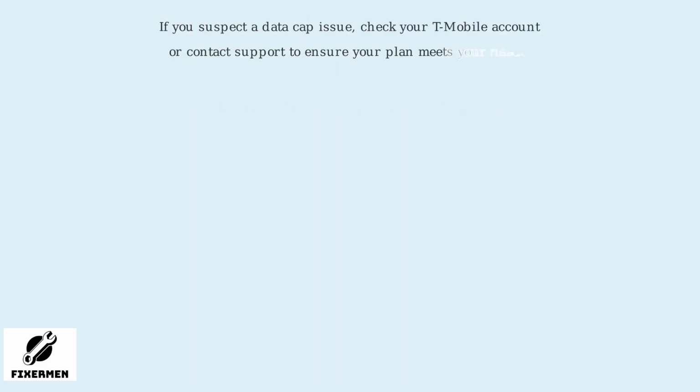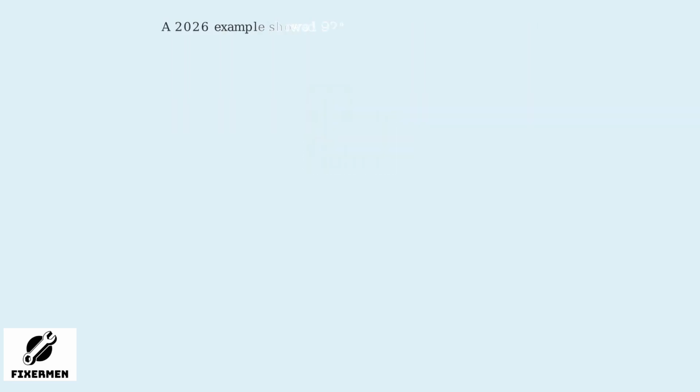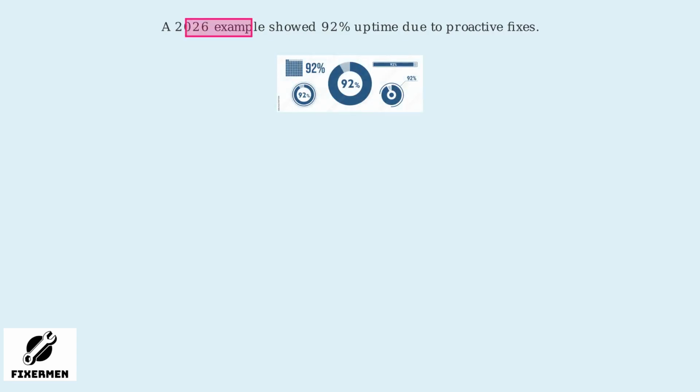If you notice potential data cap problems, you can easily verify by checking your account details in the T-Mobile app or on the website. Alternatively, contact T-Mobile customer support directly, where representatives can review your usage and recommend plan adjustments to better match your data requirements. The effectiveness of these proactive measures is evident in real-world results. In a 2026 case study, users who benefited from AI-driven plan adjustments achieved an impressive 92% service uptime, demonstrating how preventing data cap breaches can significantly improve hotspot reliability.